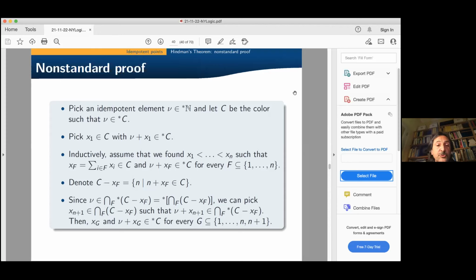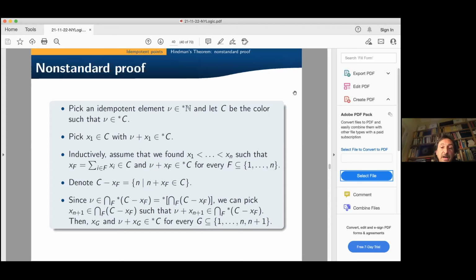And now we proceed by induction. Suppose we already found n many elements of the sequence, so that all possible sums from those elements belong to C, and also the infinite element Ni plus each of these finite sums belongs to star C. So this is the hypothesis. Now we know by the hypothesis that this element Ni belongs to star C minus xF for every finite sum xF. And again, by using the definition of idempotent element, we can find an element x(n+1) which belongs to that intersection, with the property that also Ni plus x(n+1) belongs to that intersection.